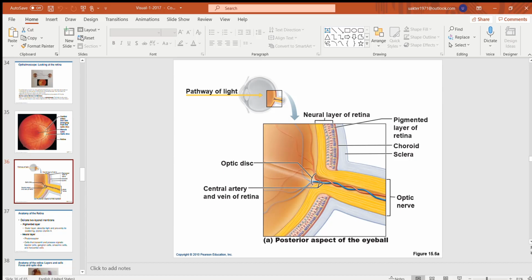Hello everybody. We were talking about the visual system and visual signal processing. So in last class I talked about the retina, which is the most important structure in your eye. The reason is the photoreceptors, rods and cones, are located in it.